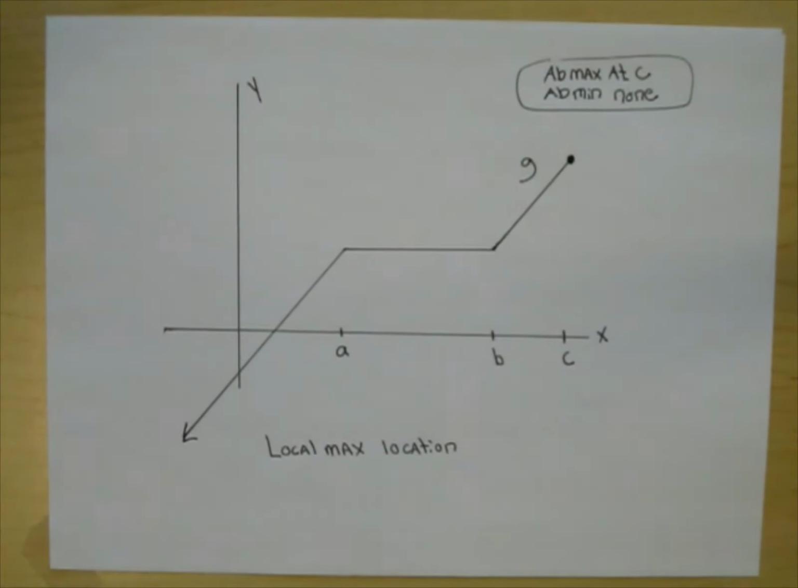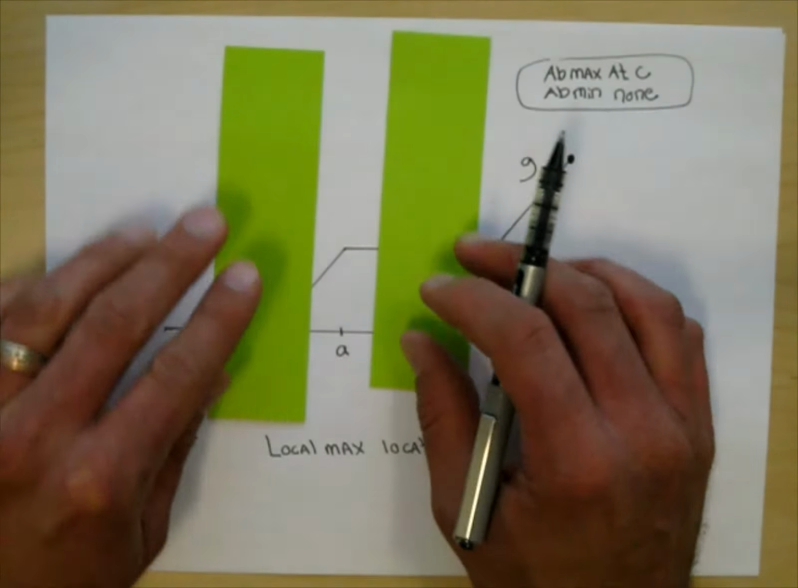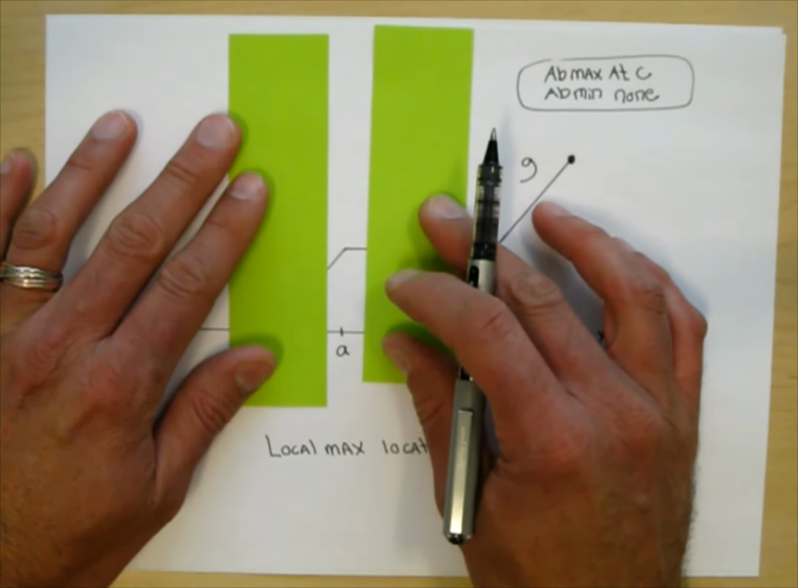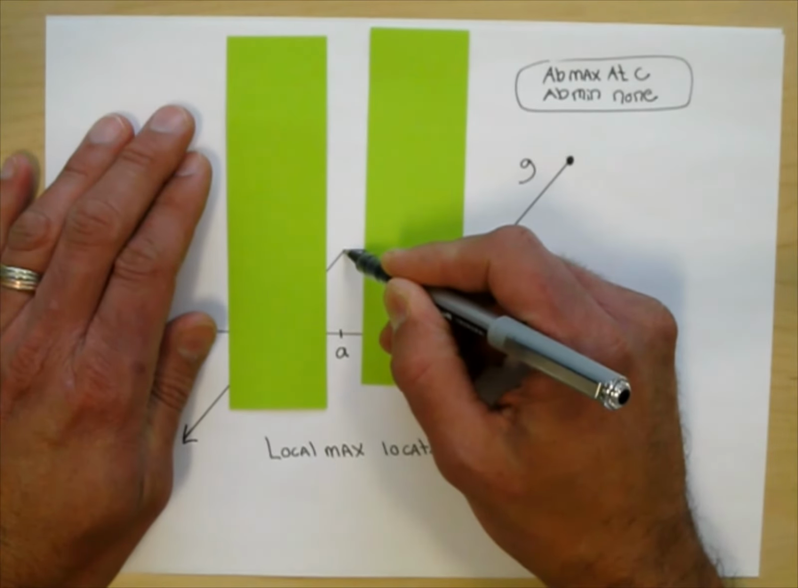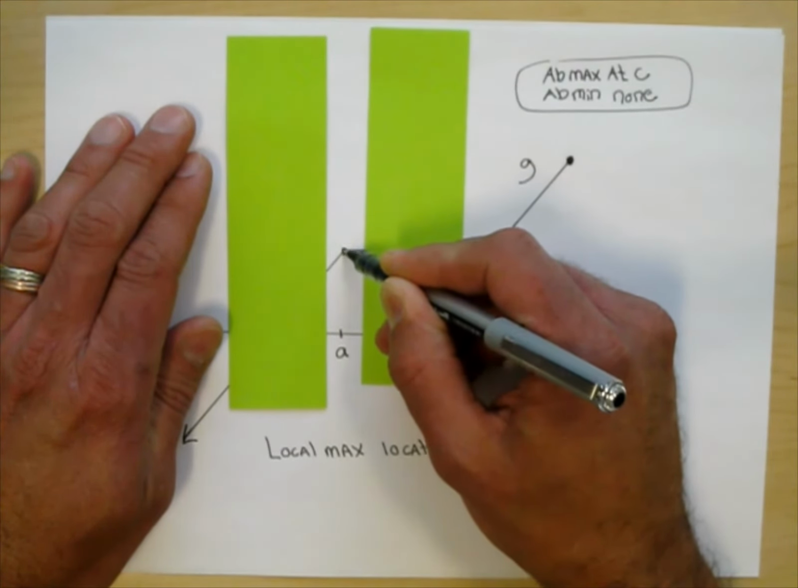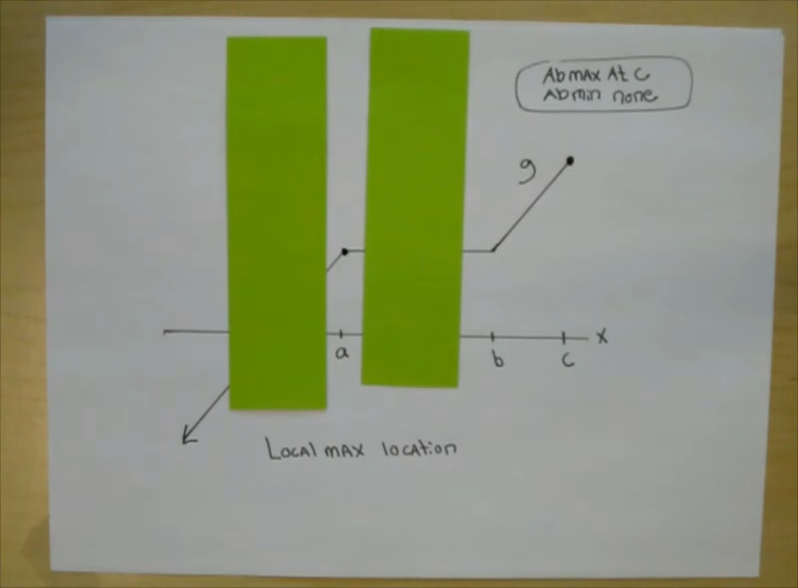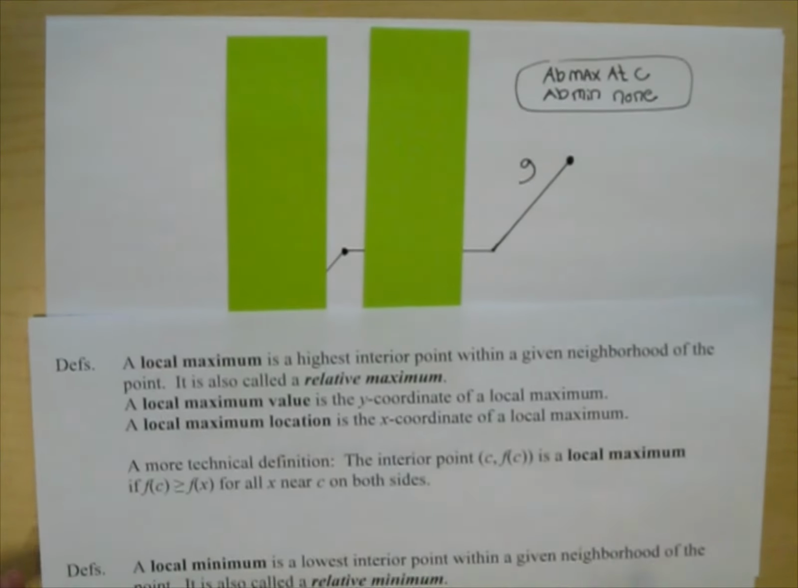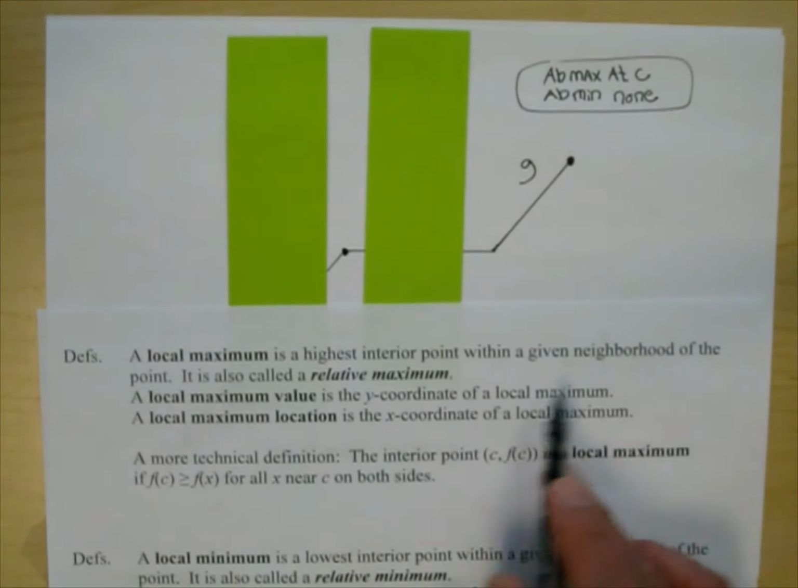Well, let's go ahead and take a look at this neighborhood right here around A. And look, is A the top dog in his neighborhood? And you might say, no, he's not. Well, remember the definition of a local maximum. It's the highest interior point within a given neighborhood of the point.